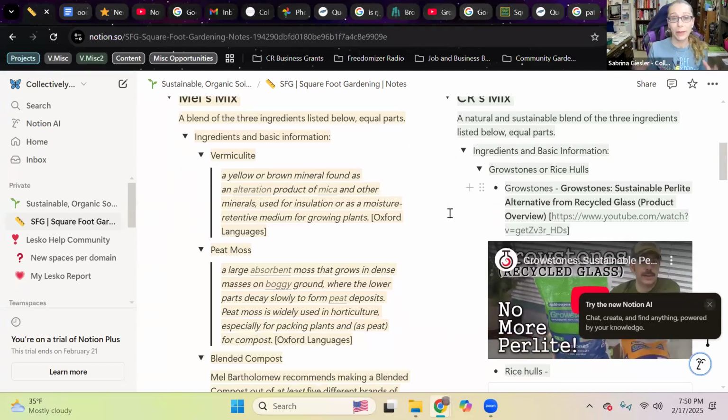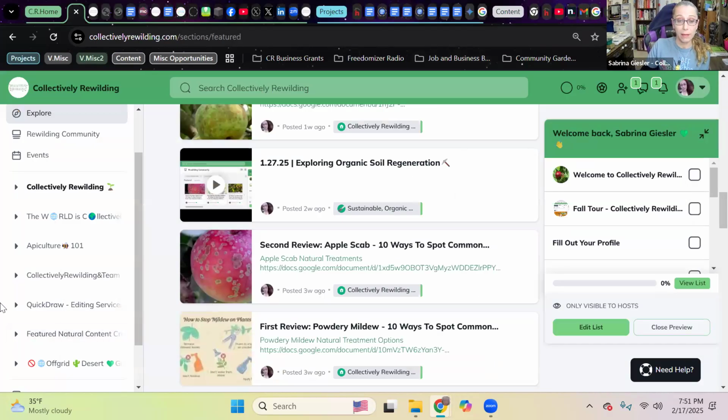All right, now when I'm doing smaller potted plants, my seedlings, you can see some of that over here, the flats that I'm going to fill with CR's mix to get my seeds started and the transplants to go into the garden from those seedlings, we'll be using rice hulls instead of grow stones because they're much smaller. And I have a photo of that for you. Let's take a quick peek at that.